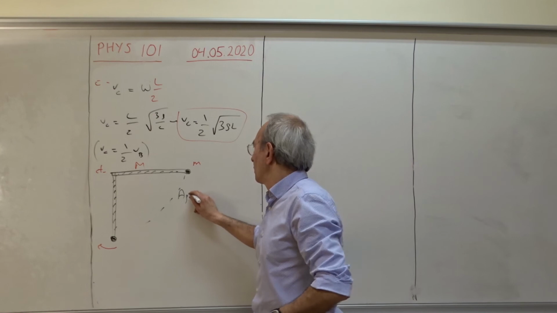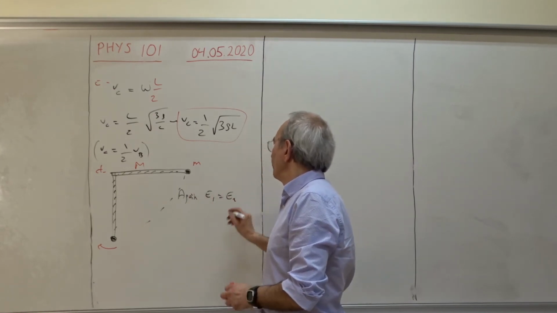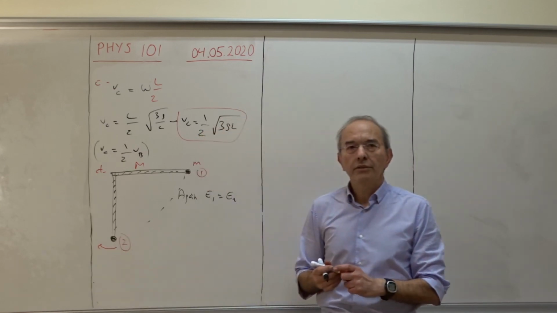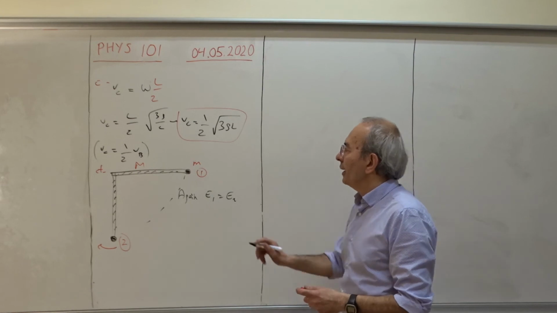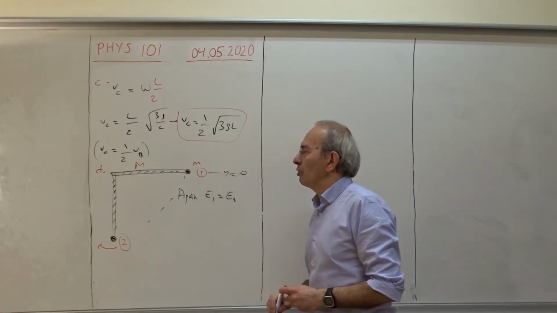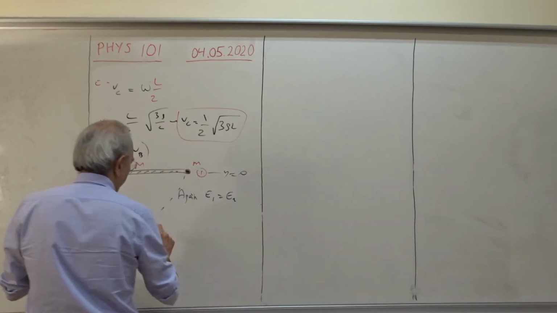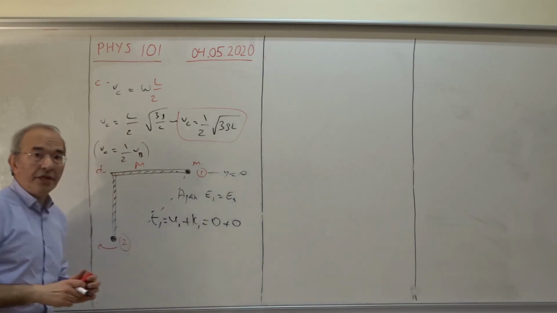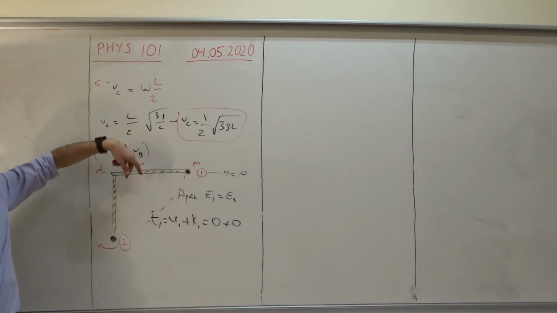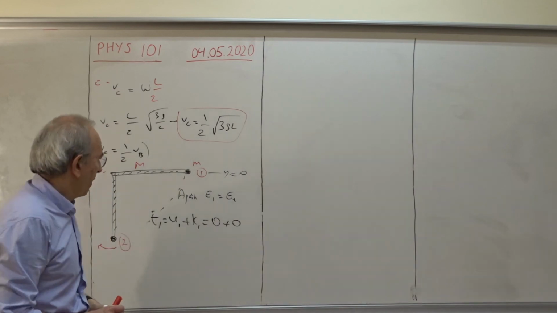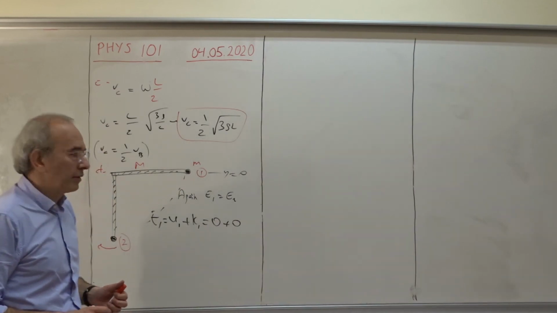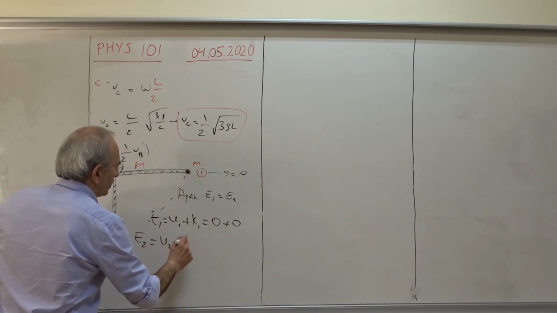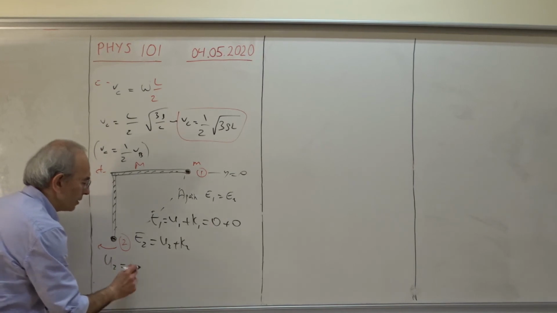Again, E1 is equal to E2. 1 is the initial configuration, 2 is the vertical, so final in this interval. Alright. Again, we have chosen this level to be 0 level. So initially, E1, which is U1 plus K1, is 0 plus 0. There is no energy at the beginning coming from the potential or kinetic terms. But what about the final case? E2 is U2 plus K2. What is U2? Let me write it separately.